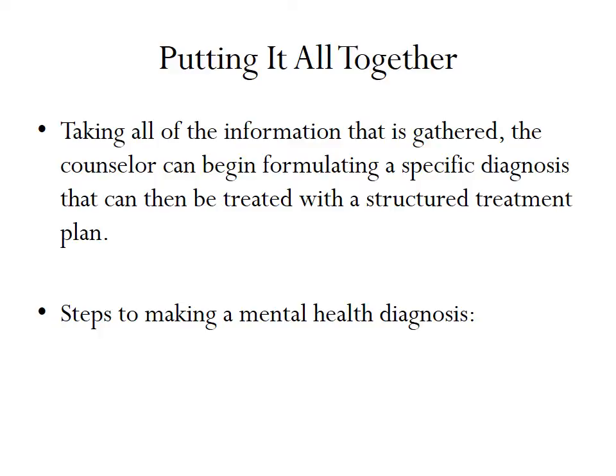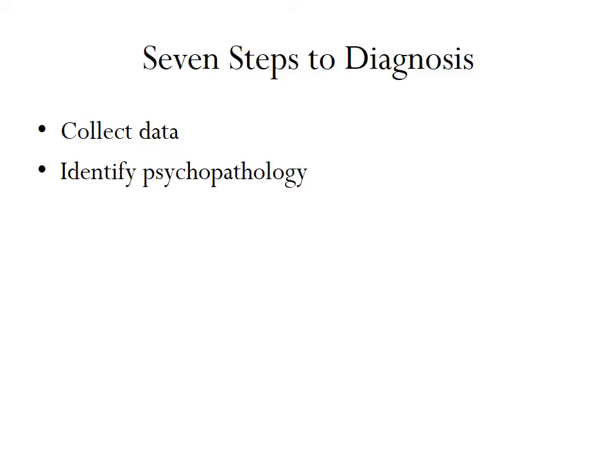As we do this and begin making a diagnosis, there are some steps to take into consideration. When making a diagnosis, there are 7 steps to follow. First, we need to collect the data. Collect all the information we can from as many different sources. And then identify psychopathology. What seems to be going on here? What clusters of symptoms or syndromes do we see going on in this individual?